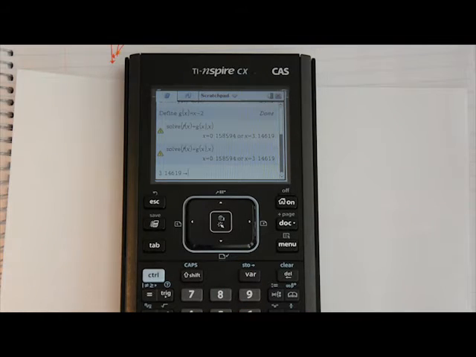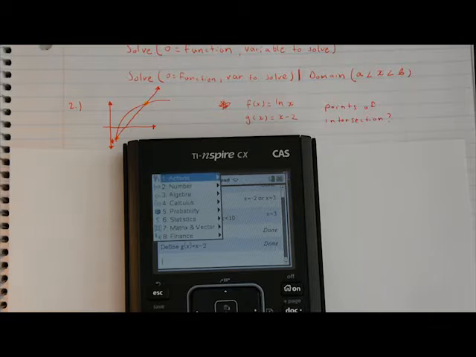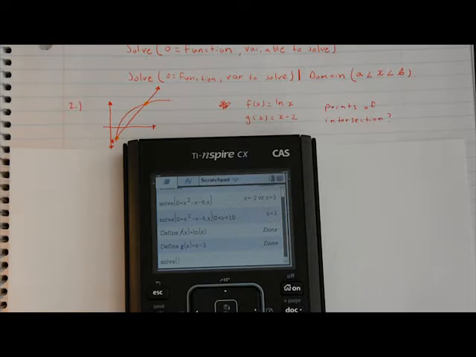So you can see right there we have our two functions defined now. We can now just use the solver, and our lives become a lot easier. So we go menu, menu 3, 1, and now we have our solver.